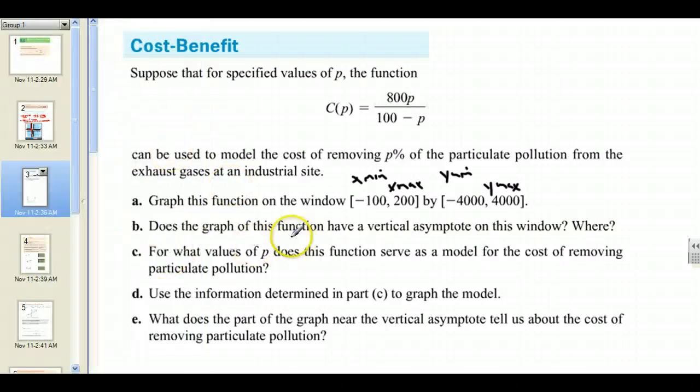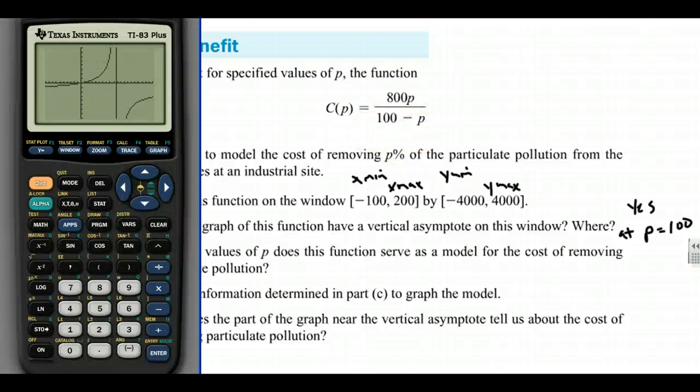Does the graph of this function have a vertical asymptote in this window? Yes. Where, at p equals 100. Okay, because there's where the denominator would equal 0. Alright, but if you don't get it from there, you can also get it from your trace value. There's our asymptote. If I hit trace and I start making my way towards the asymptote, where does it take place? You see this is at 81.